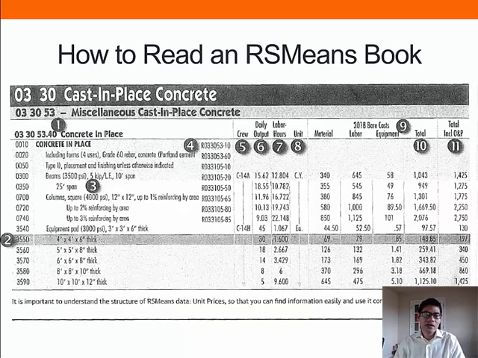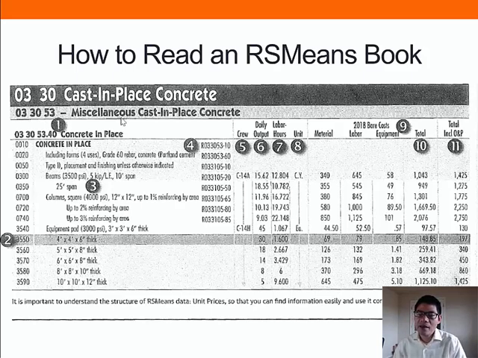Now let's take a look at the RS Means data. How do you read this data? The first two digits are the division number. 0330 represents cast in place concrete. We keep appending numbers to that number to represent more specific line items under cast in place concrete.